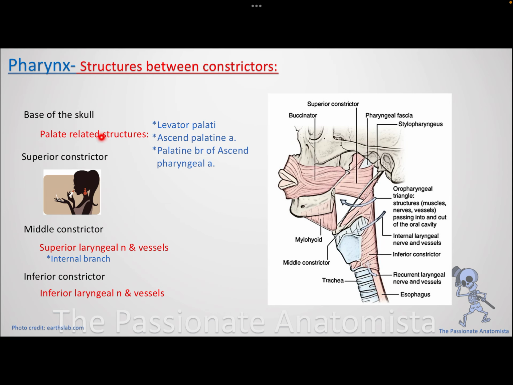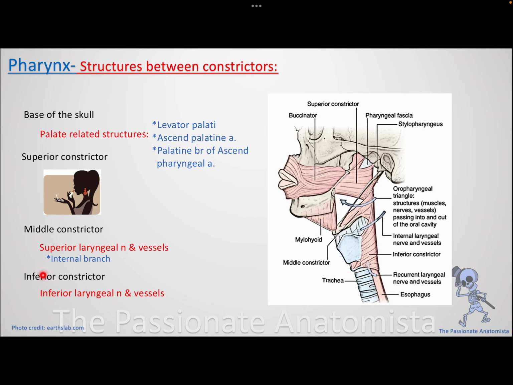How will you remember them? Now you have, first of all, boundaries. We have borders, and between them you have structures passing through, okay? You have your base of the skull, which is basically here. You have your superior constrictor here. You have the middle constrictor here, and you have the inferior constrictor here. How will you remember the structures? I want you guys to know them from down to up.